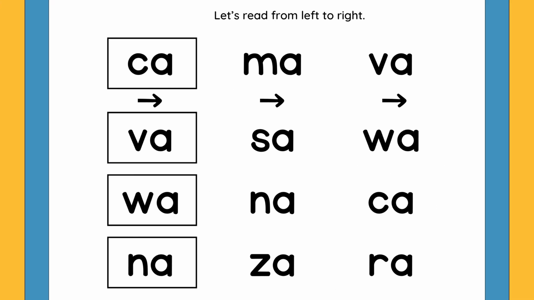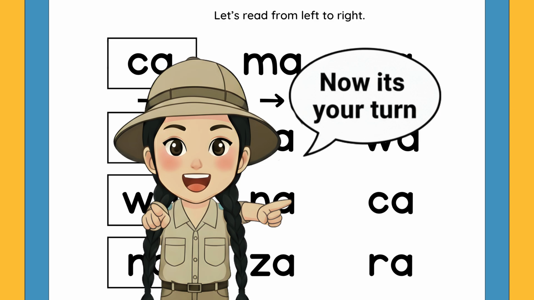Ka. Ma. Va. Va. Sa. Wa. Wa. Na. Ka. Na. Za. Ra. Now it's your turn.